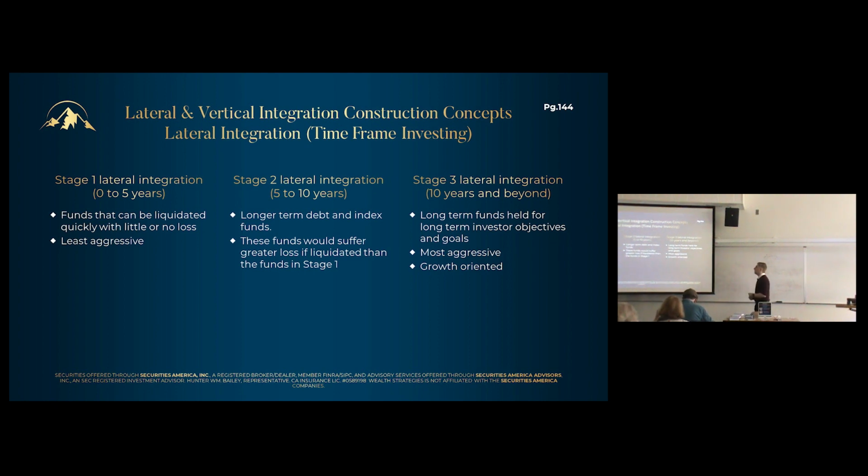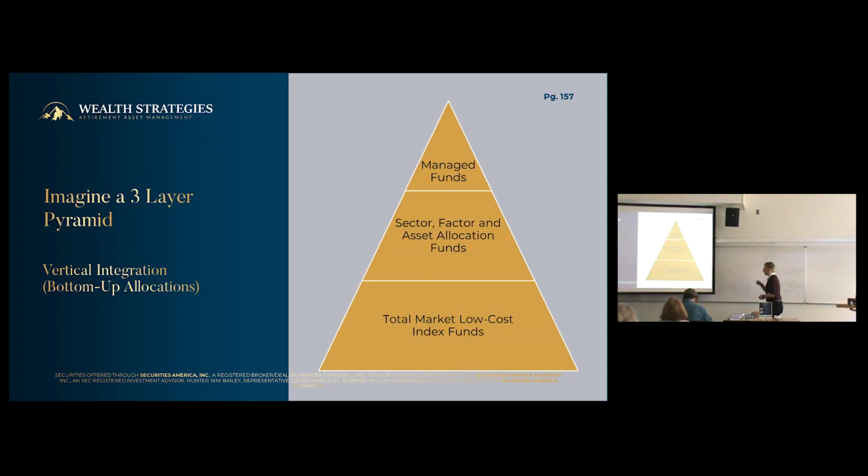And then in stage 3, our most aggressive, growth-oriented things that we're willing to speculate on and stuff of that nature. And then we talked about our 3-layer pyramid that we like to use for diversification purposes, starting with your low-cost index funds, things that aren't charging you extravagant fees to invest in, things that are giving you lots of diversification, things that really just give you that overall broad participation.